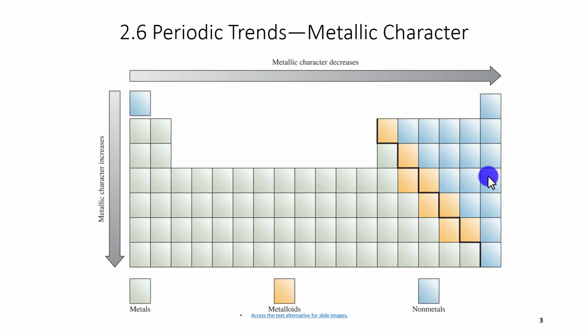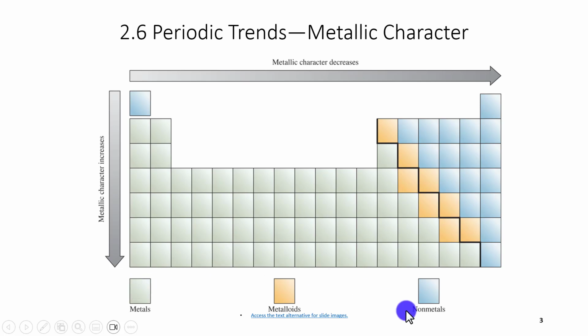Moving on to the next trend, the metallic character. If you remember when we talked about the divisions of the periodic table, we said that most of the elements in the periodic table that are shown in a slight greenish hue here are metals. We have this little, we call it stair step, or this little zigzag line over here. And those elements are shaded in kind of an orangey yellow color. Those are metalloids. And then to the top right-hand corner of the periodic table, we have the nonmetals.